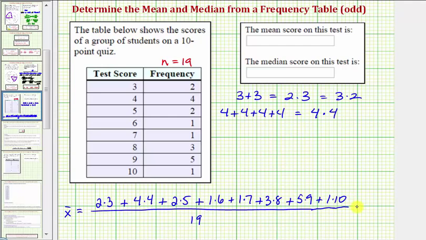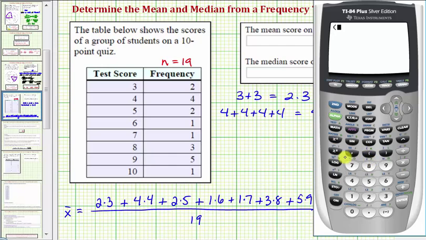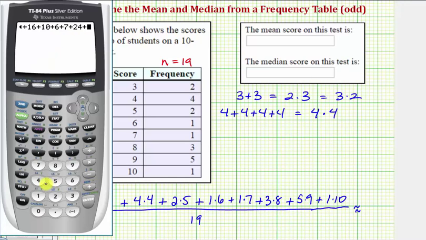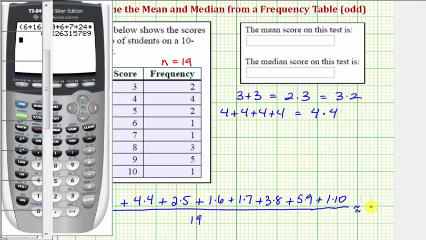And now let's go to the calculator to determine the mean. We'll put the numerator in parentheses: open parenthesis, 2 times 3 is 6, plus 4 times 4 is 16, plus 2 times 5 is 10, plus 1 times 6 is 6, plus 1 times 7, plus 3 times 8, that's 24. And then we have plus 5 times 9 is 45. Finally, plus 1 times 10 is 10, close parenthesis, divided by 19. So the mean is approximately 6.5 to 1 decimal place.